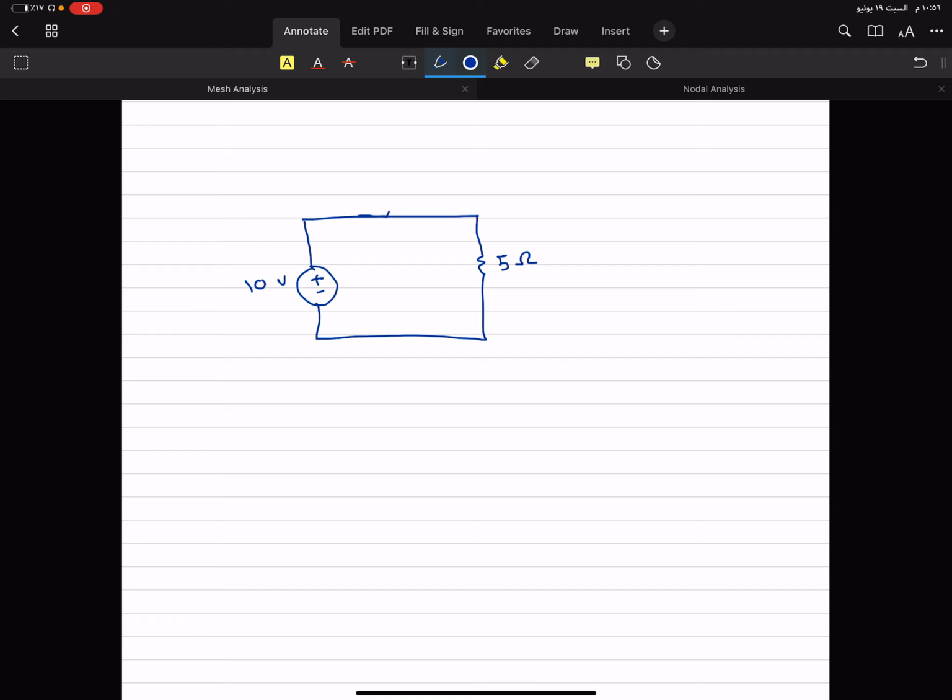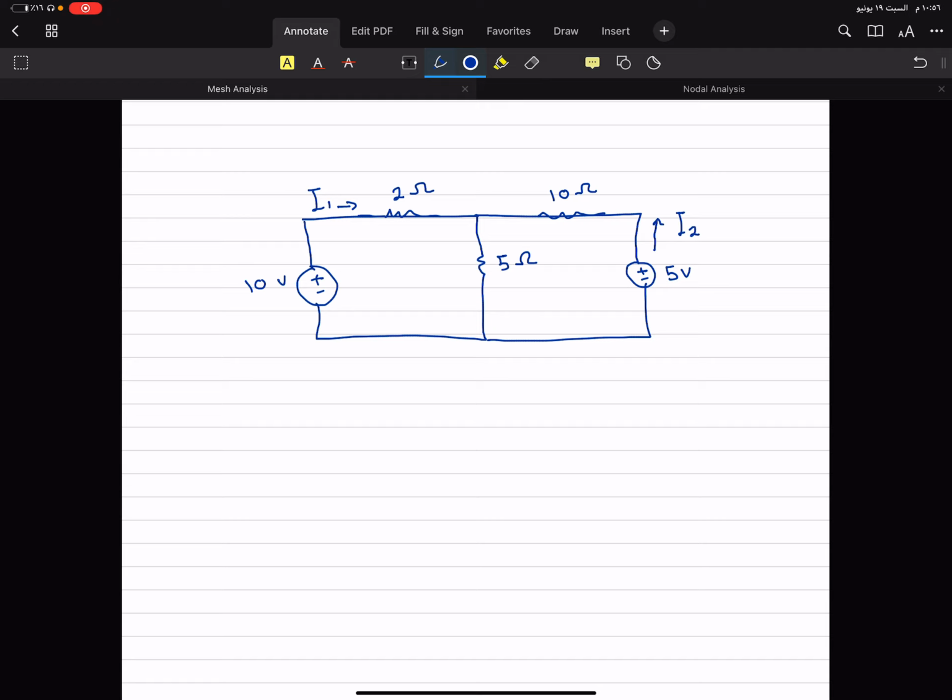But if there is a resistance here, and there is another battery here, and let's say it's 5 volts, okay? I'm sorry, let's put another resistance here with 10 ohms, and one here with 2 ohms. And I asked you to find the current passing here. Let's say it's I1, and the current here, which is I2.